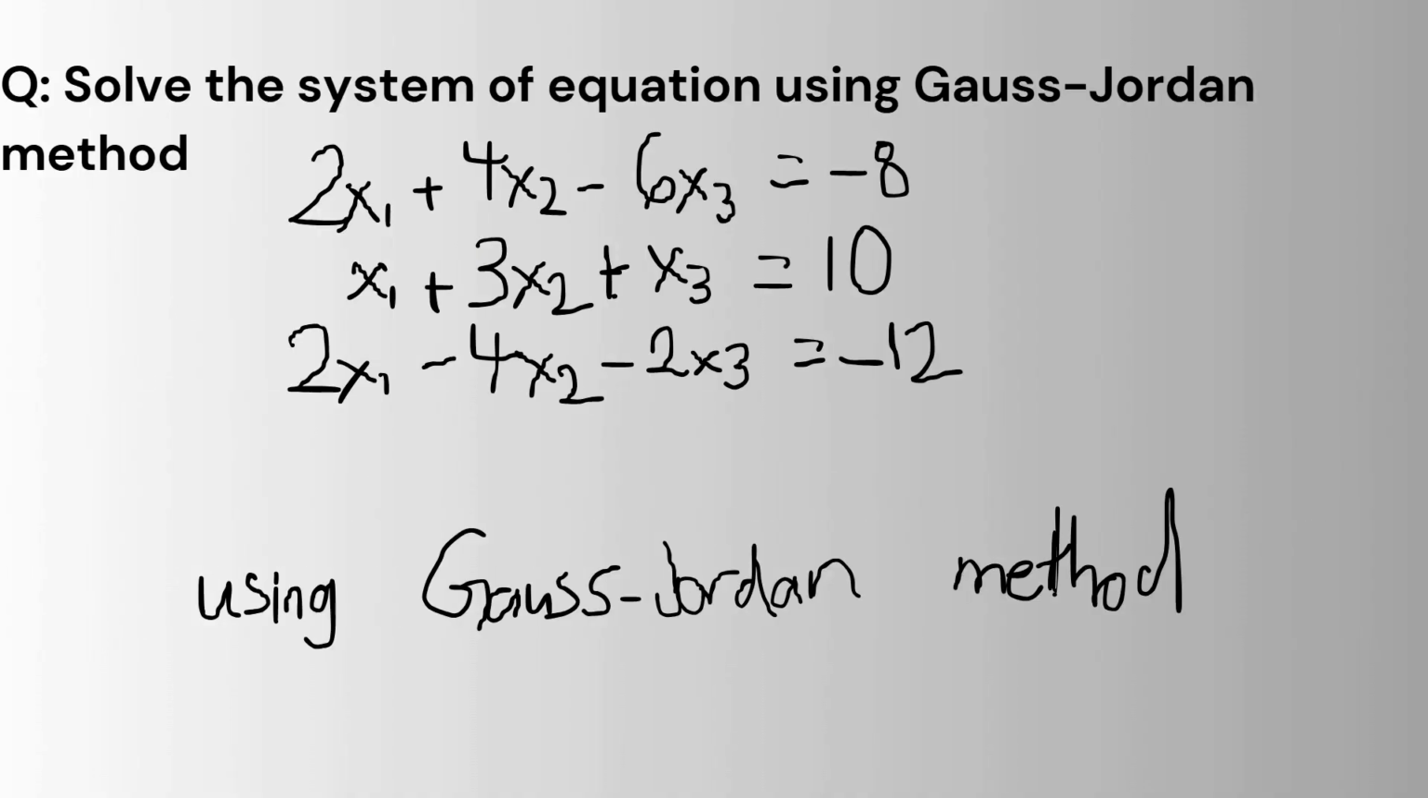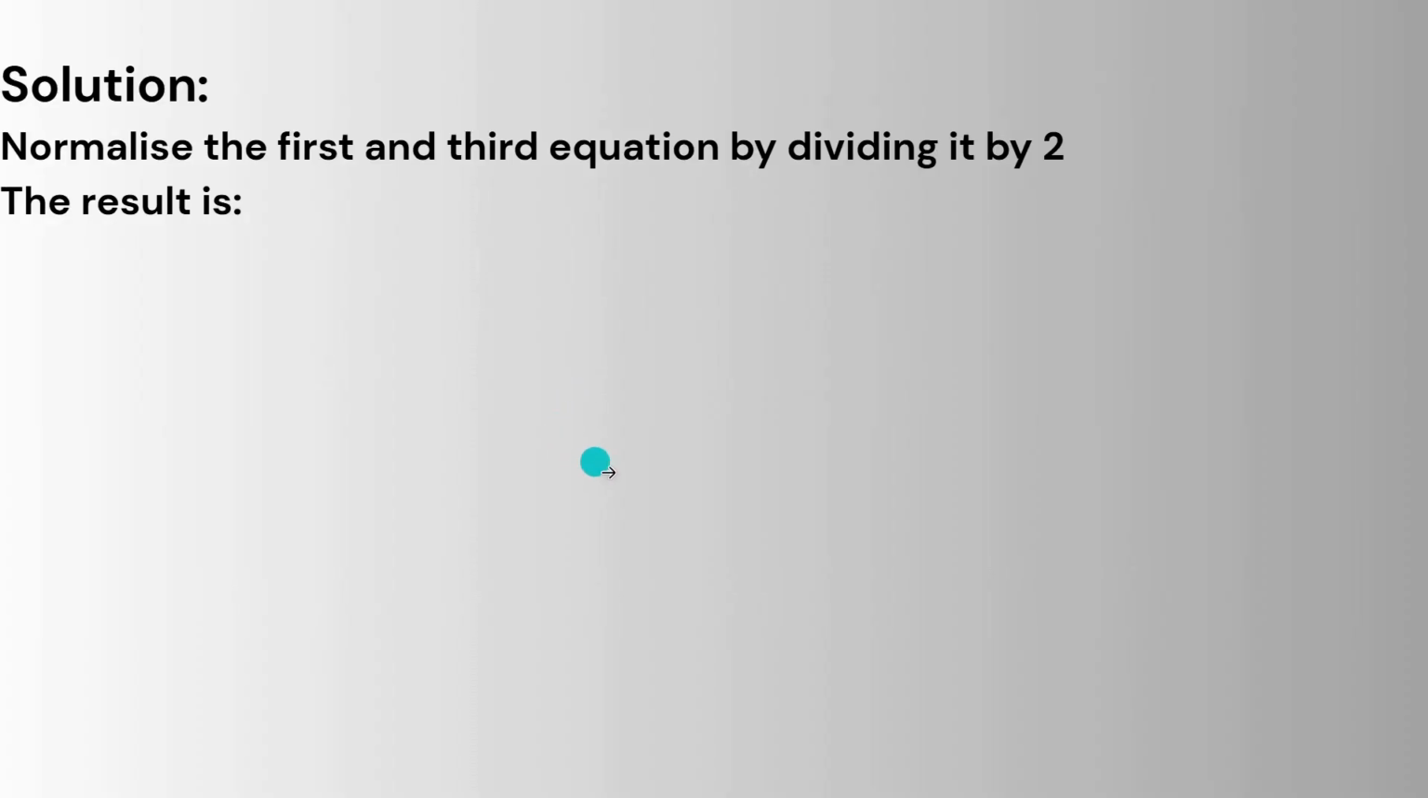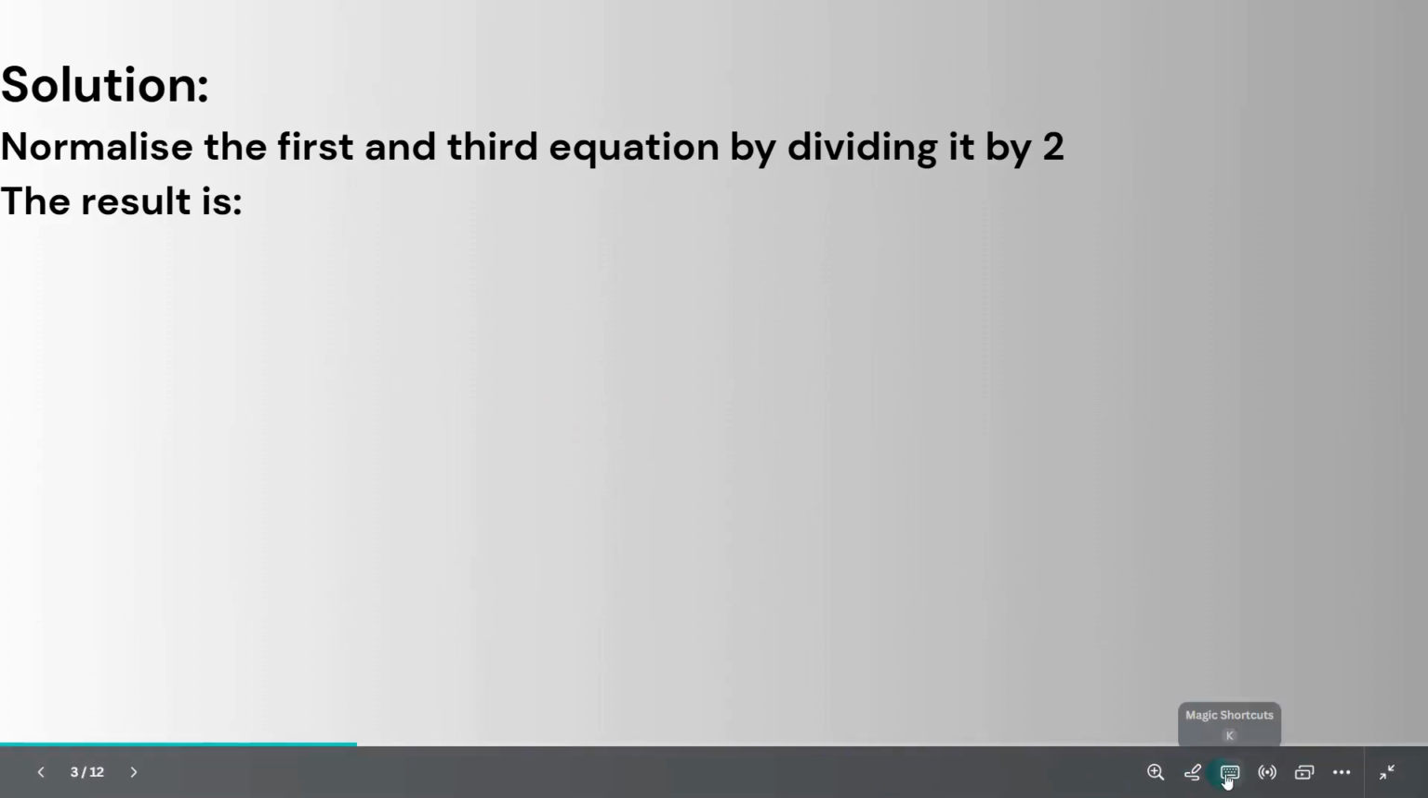For the question, solve the system of equations by using the Gauss Jordan method. These are the equations. For the solution, normalize the first and third equations by dividing them by 2.